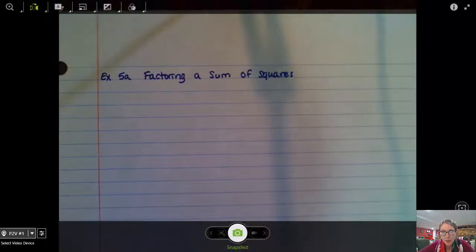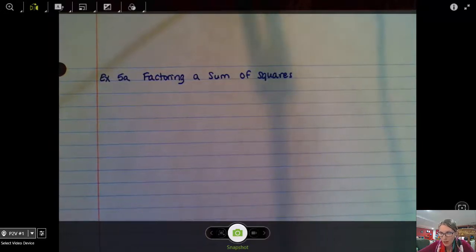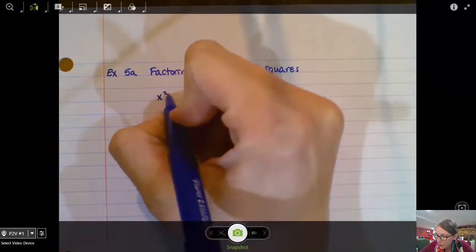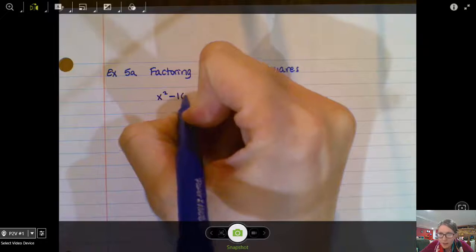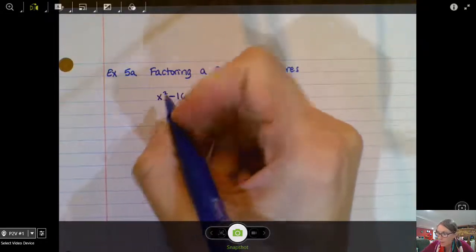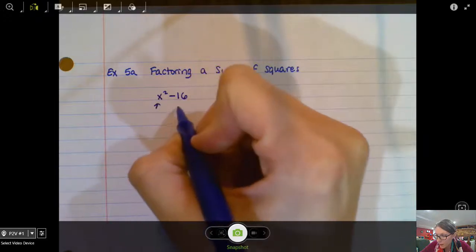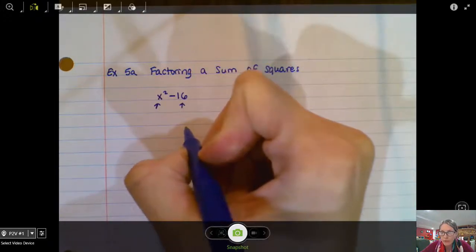Last type of problem that we are going to see in this chapter is factoring a sum of squares. And before I get into that, I want to backtrack a little bit to one of our factoring strategies that we saw. If you remember, when we saw something like x squared minus 16, this was a difference of squares because I have a perfect square here and a perfect square here.